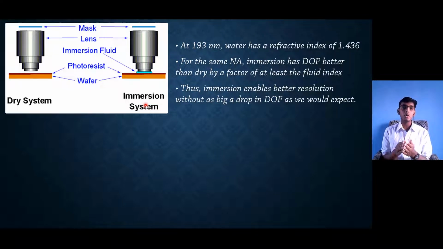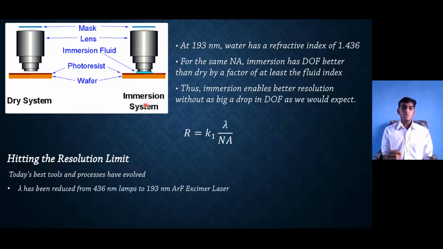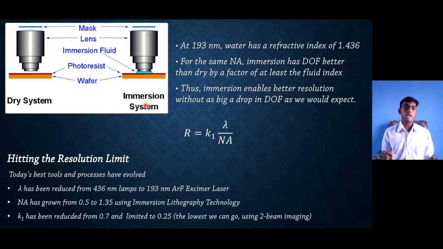But how much can we go lower? How much can we improve our resolution? We have certain limits. Today's best tools and processes have evolved a lot, and the lambda has been reduced from 436 nanometers to 193 nanometer ArF excimer lasers, and the value of numerical aperture has grown from 0.5 to 1.35 using immersion lithography technology, and the K1 factor has been reduced from 0.7 and limited to 0.25.